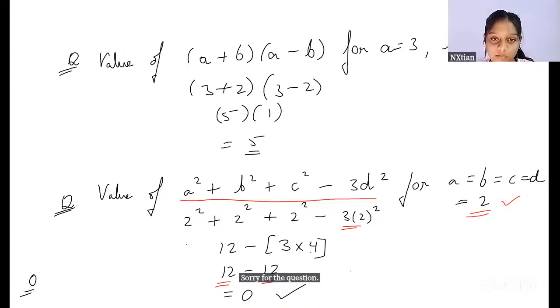Now, please try out exercise index questions 5.3. In two questions you have to identify which expressions are monomial, binomial, trinomial. And you have to try out such questions, the value questions, okay? Value of so and so is this, where this is this, you have to answer this. That's your homework.